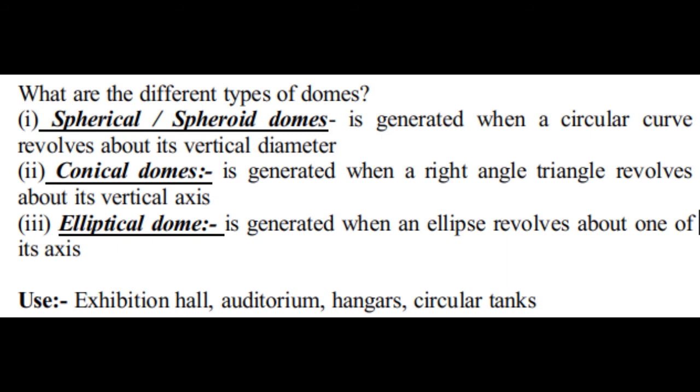And the last one is the elliptical dome. It is generated when an ellipse revolves about one of its axes. An ellipse has two axes, major axis and minor axis. So about any one of its axes, if the ellipse revolves, an elliptical dome is generated. Generally, where can we see the use of dome structures: exhibition halls, auditoriums, hangars, circular tanks, etc.